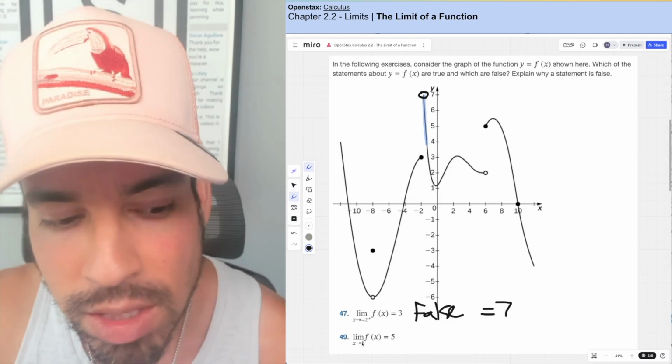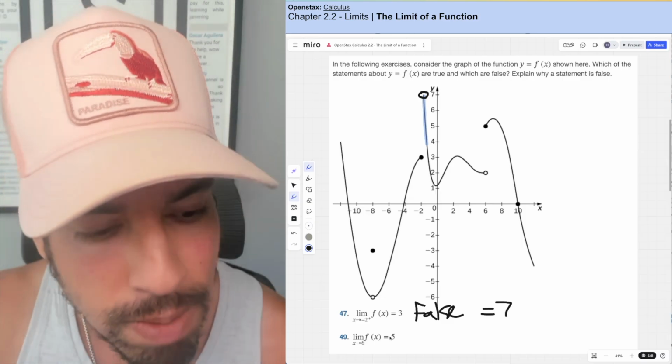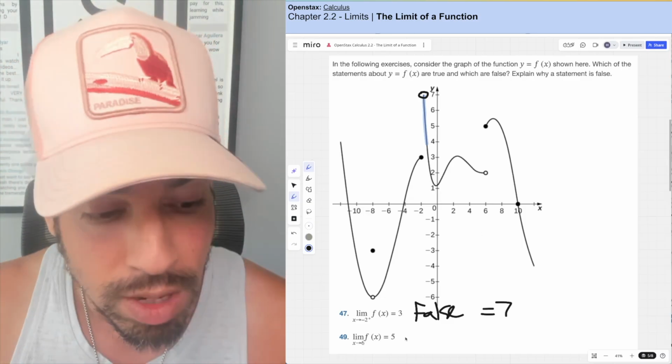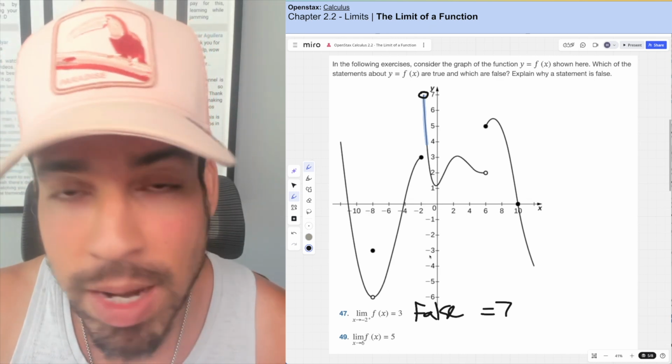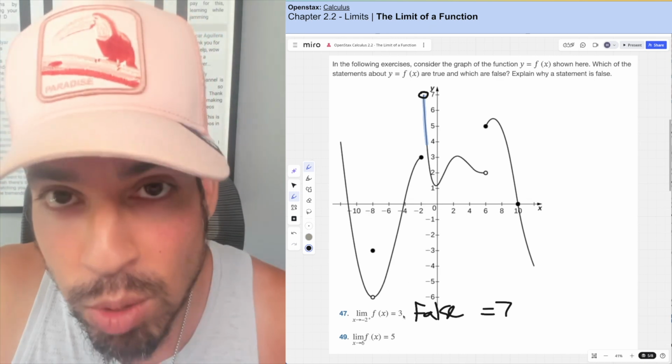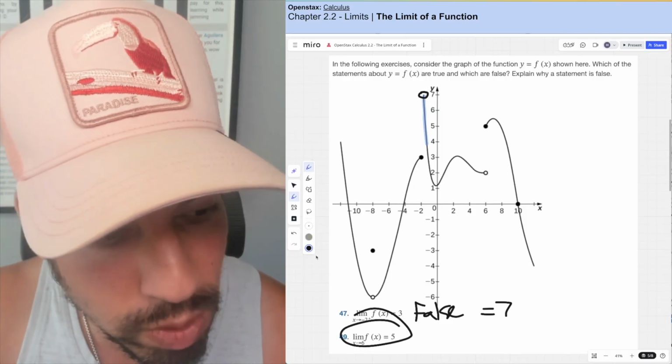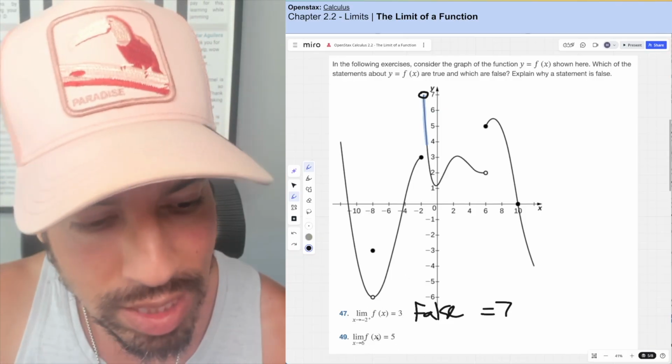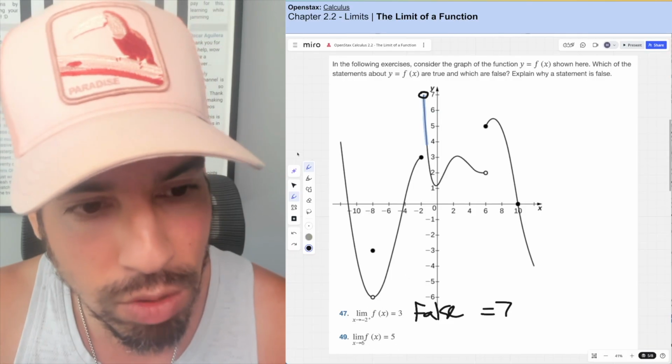Now let's look at this one. This is saying the limit as x approaches 6 is equal to 5. Now, when there's no plus, when there's no minus, we're not saying from the left side or from the right side in isolation. We're saying from both sides. And for this limit to actually exist, we need it to be approaching the same value from the left and the right. So let's take a look at this.